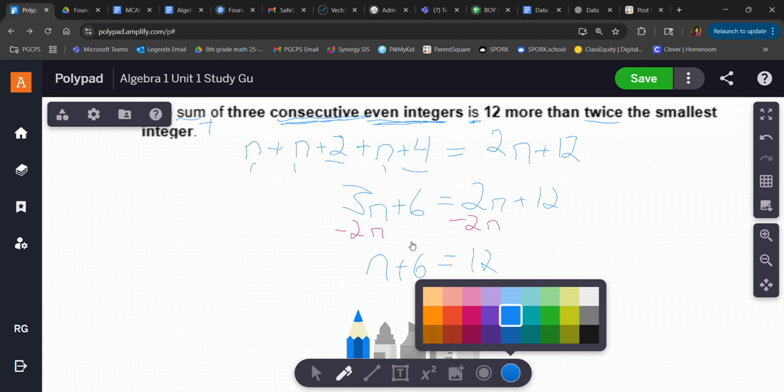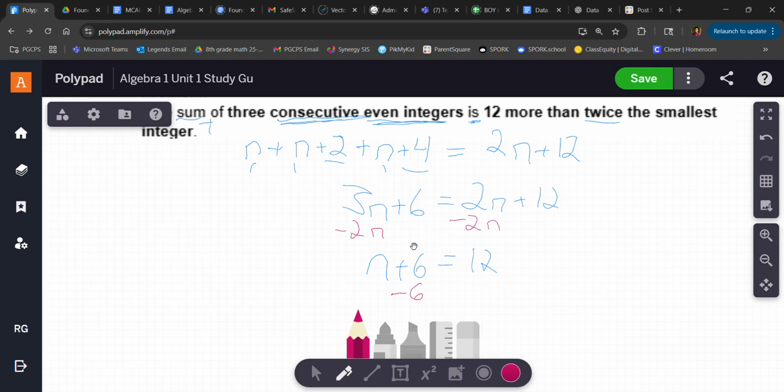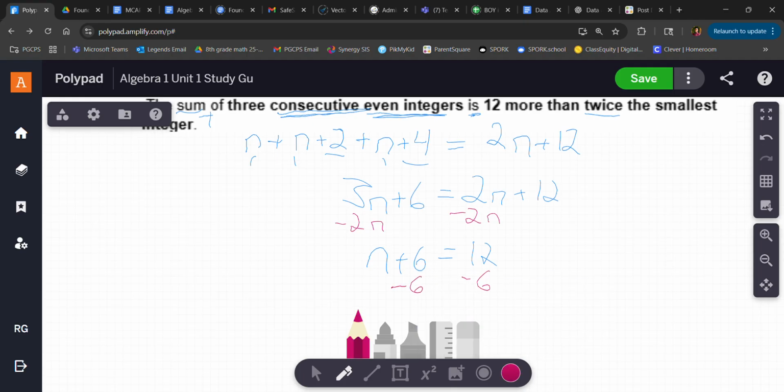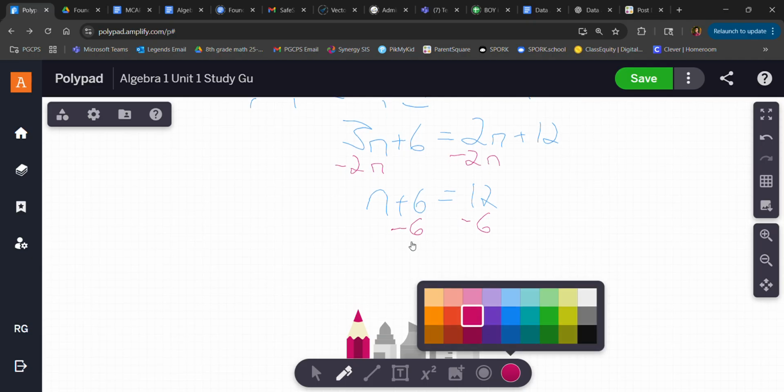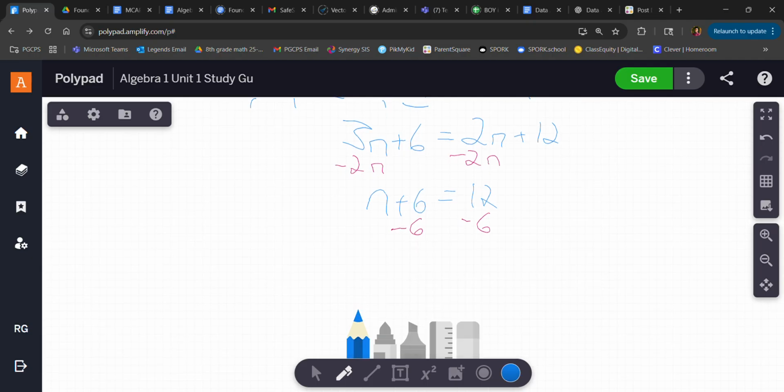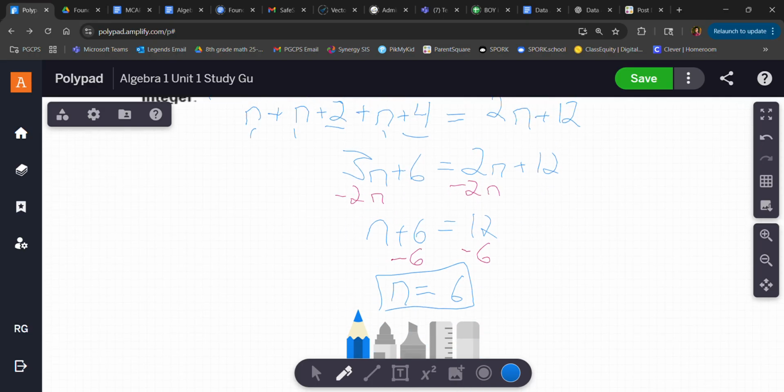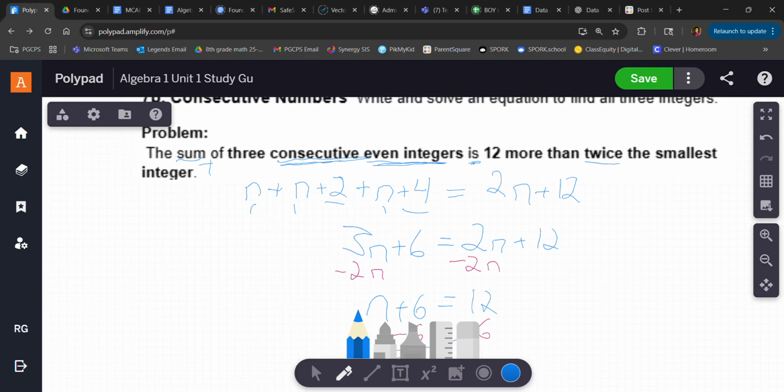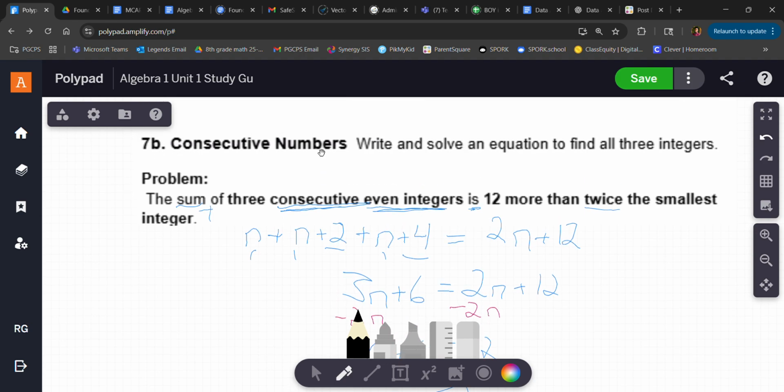Again, we just need to get n by itself. So again, we use inverse operations to get rid of that plus 6 with the minus 6, as long as we do the same thing to both sides, the equation stays equal. And we achieve our objective of isolating the variable using inverse operations. We find that n equals 6. We're almost done. We have to read the question carefully, where it says, write and solve an equation to find all 3 integers.